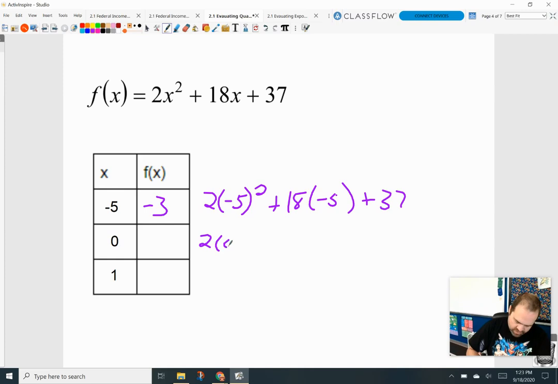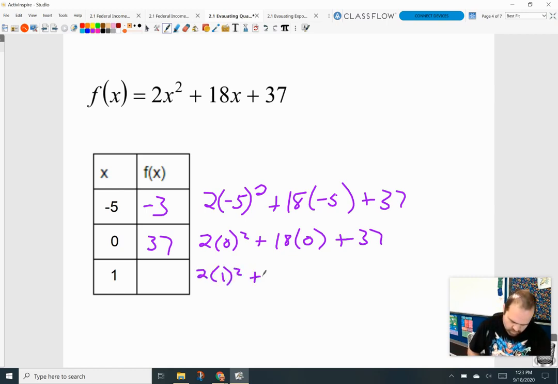2 times 0 squared plus 18 times 0 plus 37. Like I just said, having all those zeros makes that nice. This is just 37. Then 2 times 1 squared plus 18 times 1 plus 37 is 57.